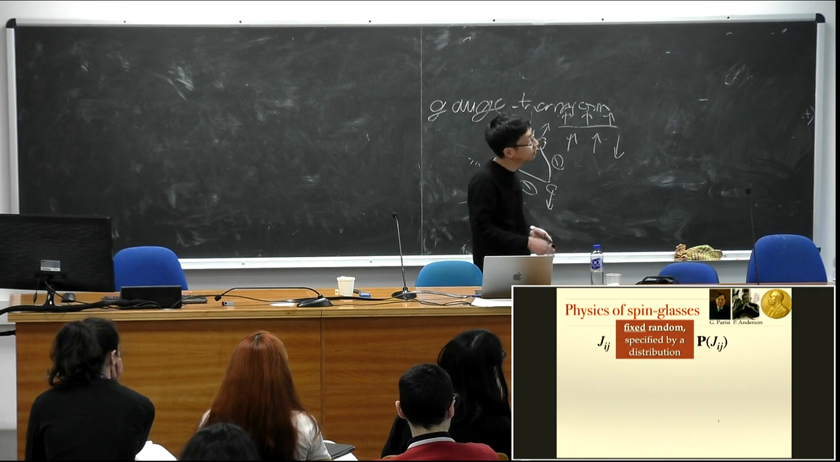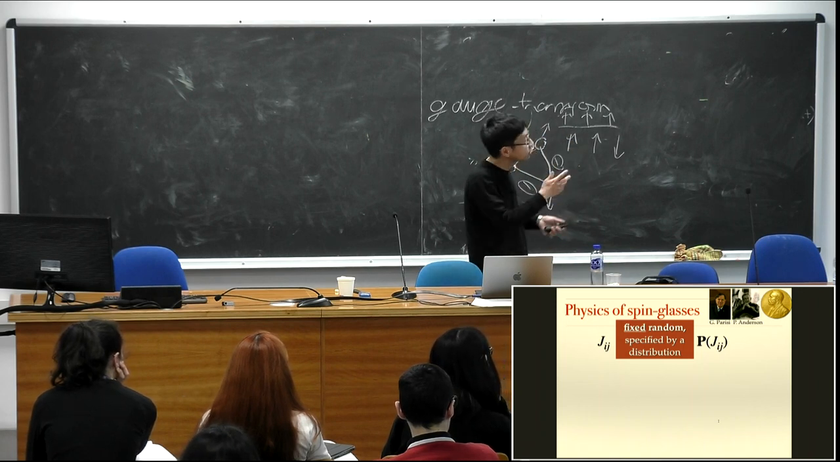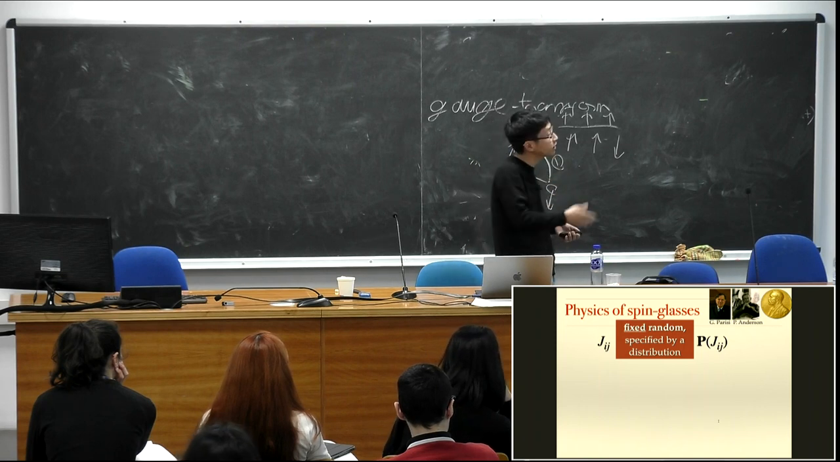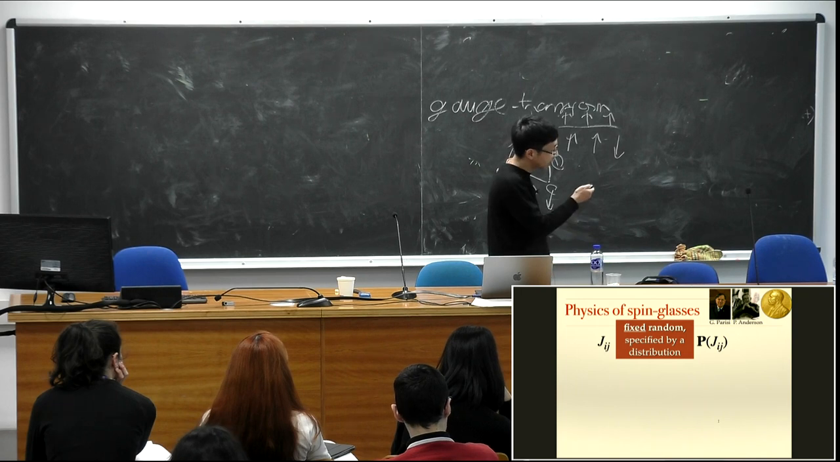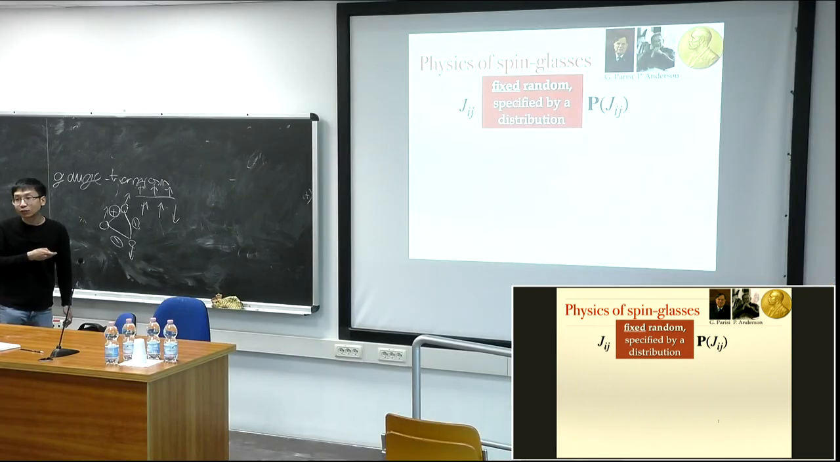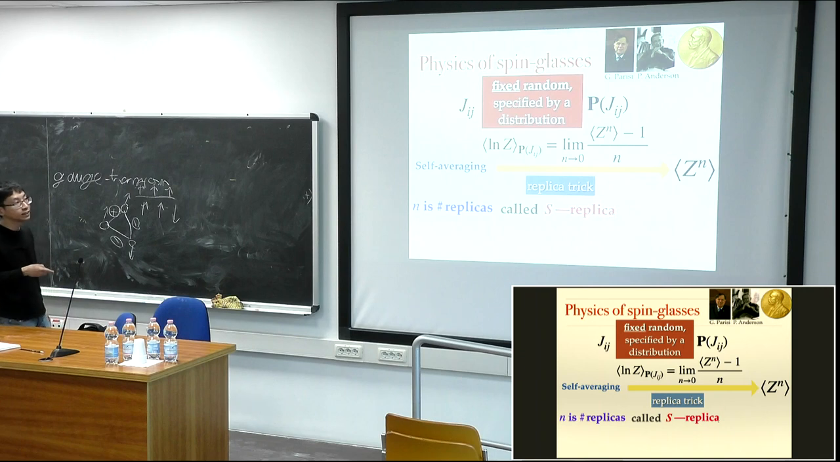In this very well-established field of research, pioneered by Giorgio Parisi and Philip Anderson, they consider a spin model with random couplings. This means that the coupling constants are specified by some distribution. What people can learn about this system is based on the observation of some kind of self-averaging behavior. Self-averaging just says that for any random instance of the couplings, the properties of the system are not much different from the average system, the one you obtain by taking the average of the free energy with respect to the distribution of the couplings.